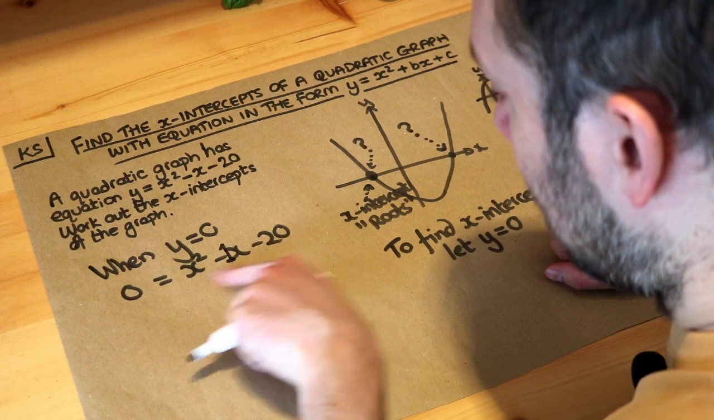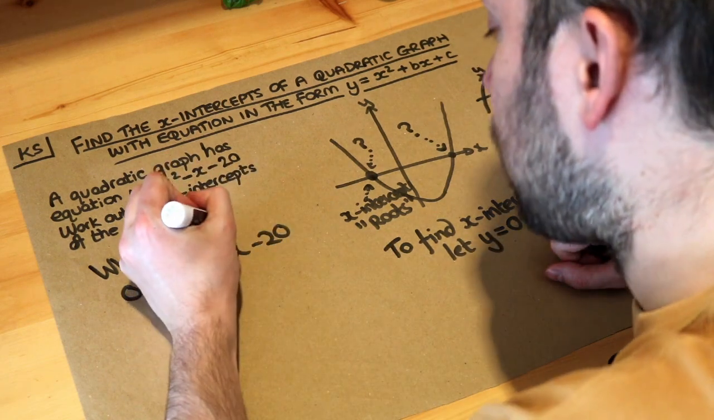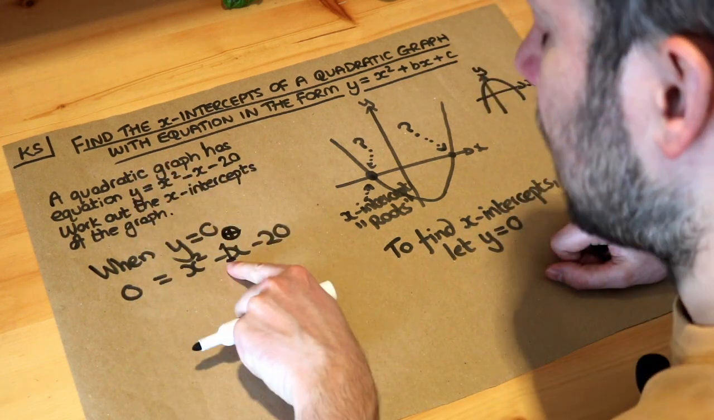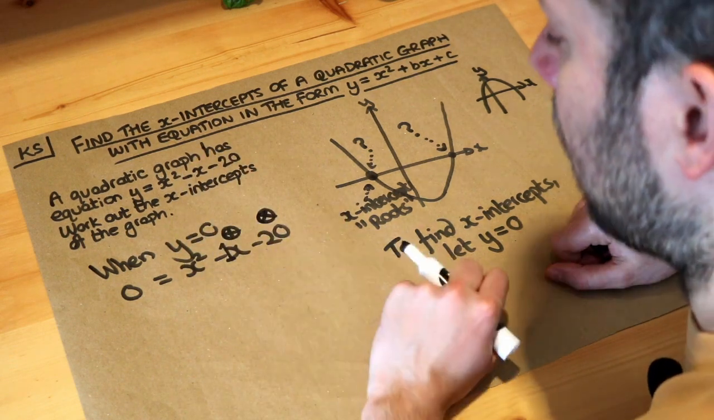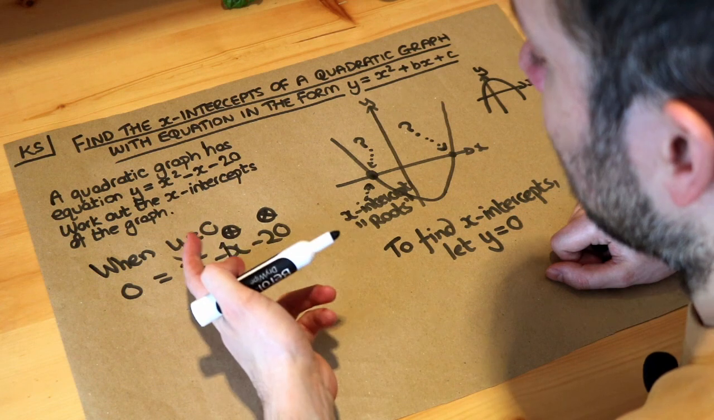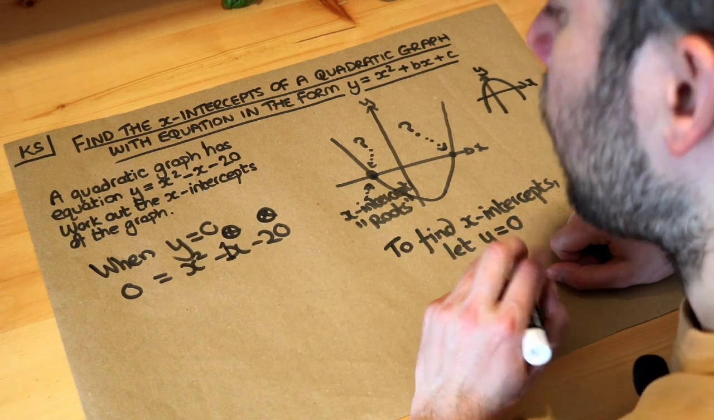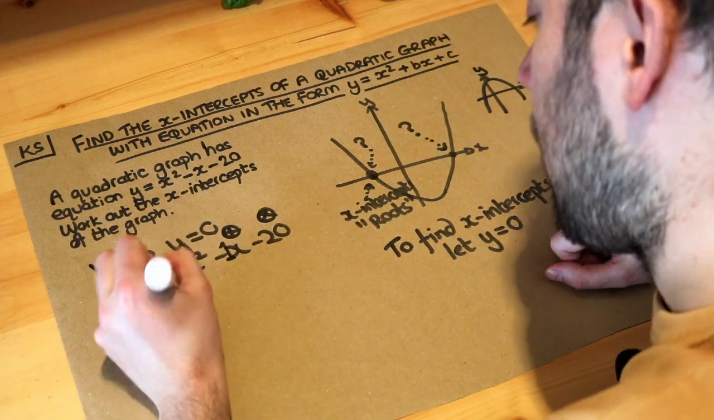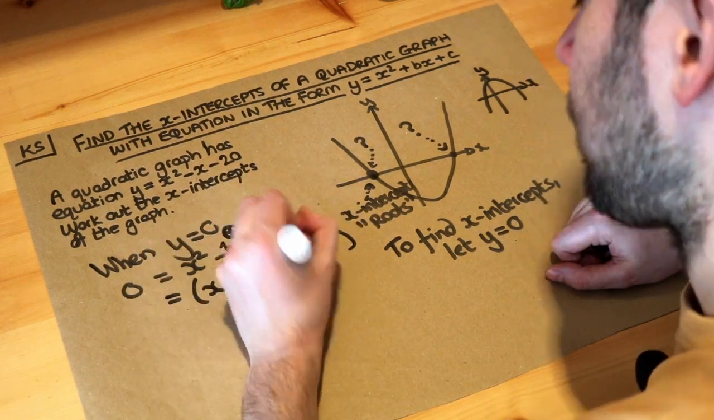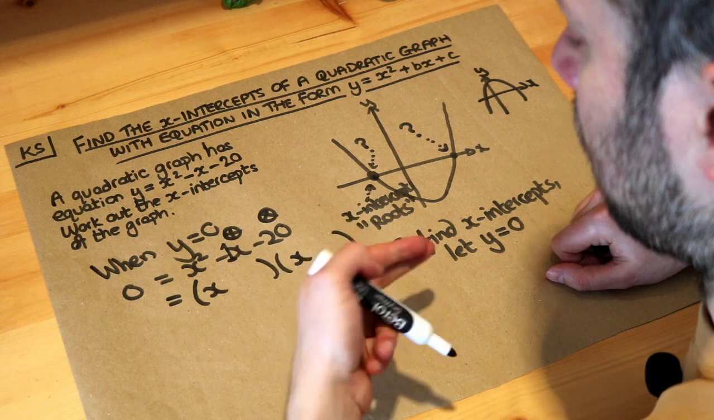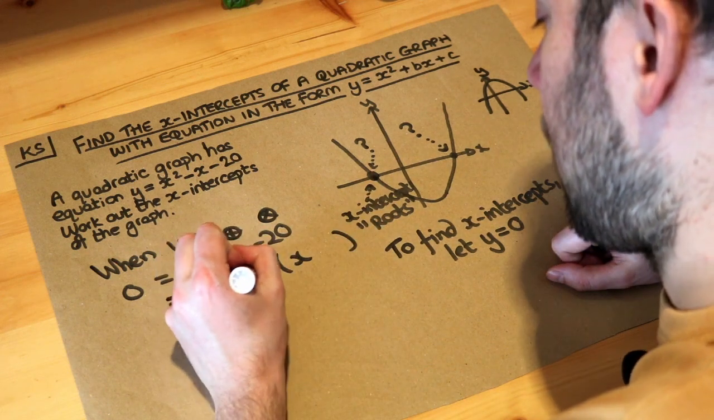We need to factorize this quadratic expression. And we find two numbers that add to give the minus 1 and times to give that last number there of minus 20. What two numbers add to give minus 1 and times to give minus 20? Well, minus 5 and plus 4. And what you do is you put two brackets with x at the start of each one, and then those numbers of minus 5 and plus 4 we found, you put them here and here.